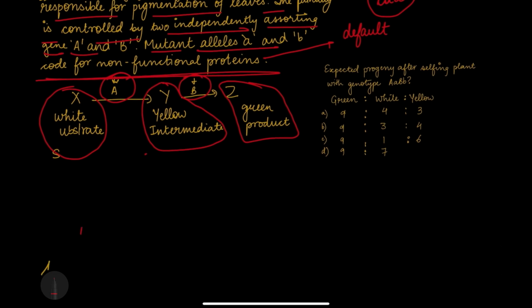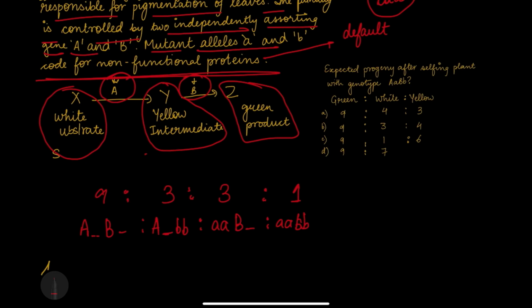So again we'll write the same ratios. You can speak along with me. Capital A dash capital B dash, small a capital B dash, capital A dash small b, small a small b, 9:3:3:1.